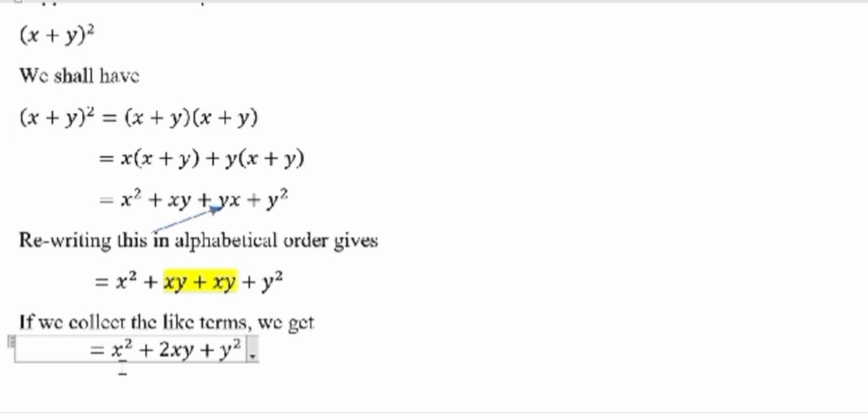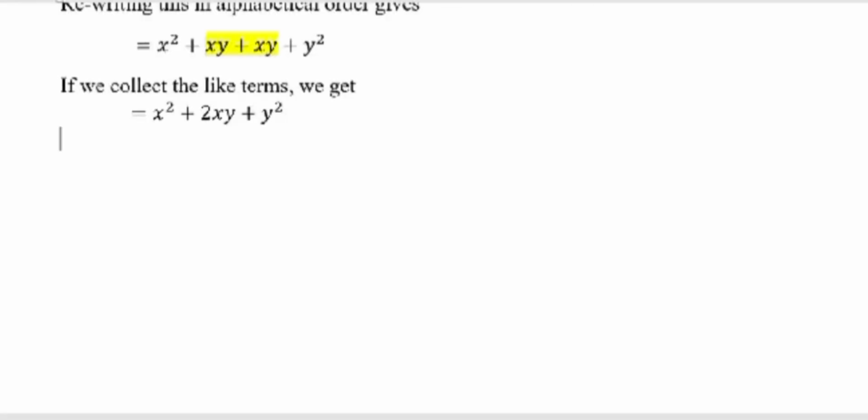Now you realize that this is the first term, and the coefficient here is 1, because when a term does not have a coefficient indicated, we assume that it has a coefficient of 1. Here the coefficient is positive 2, and the coefficient here is also positive 1, because we assume absence of a coefficient means the coefficient is 1.